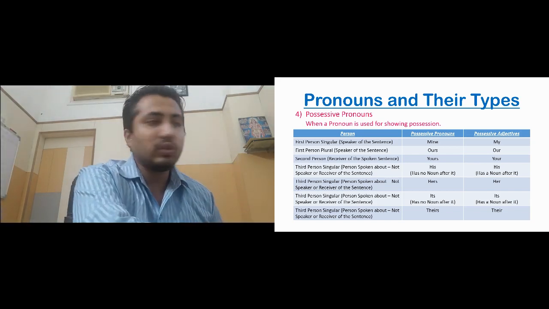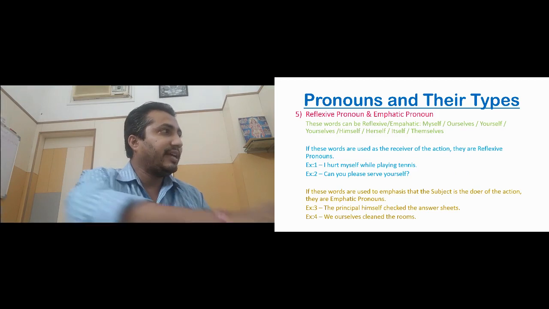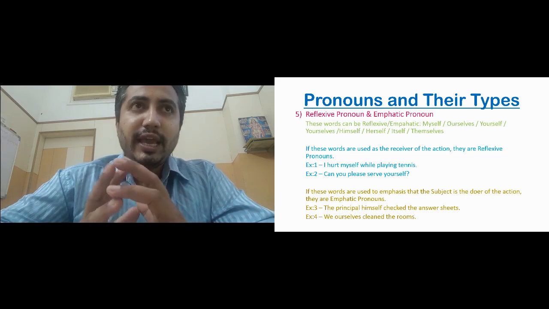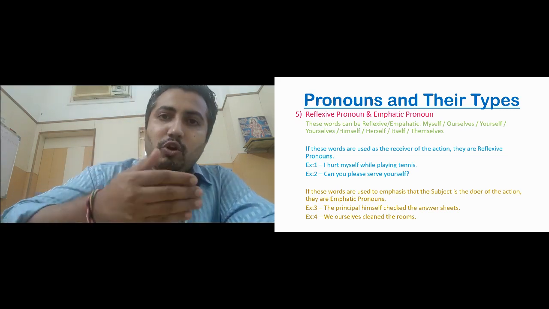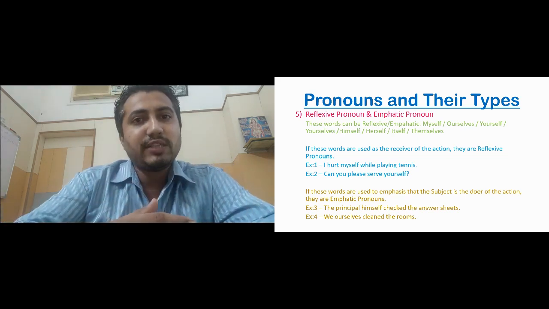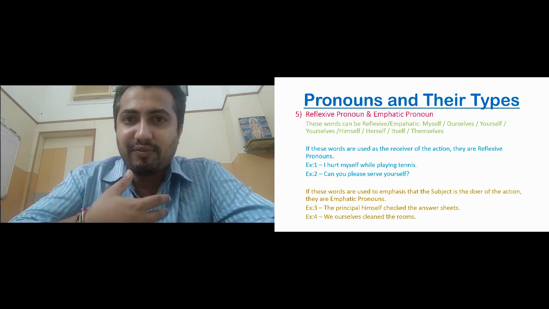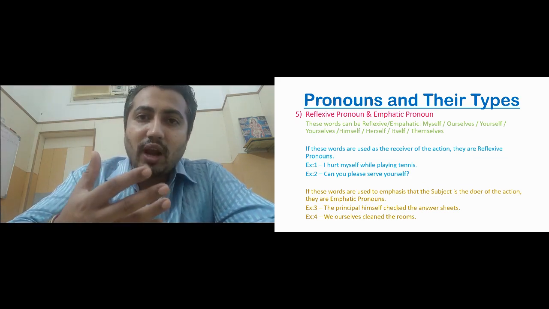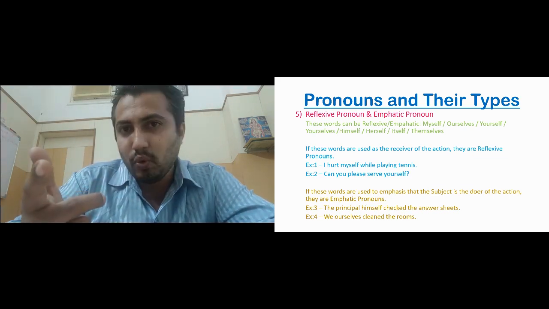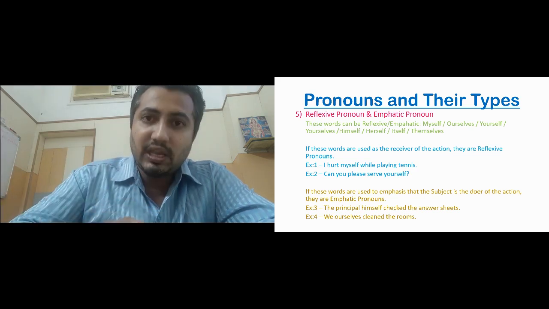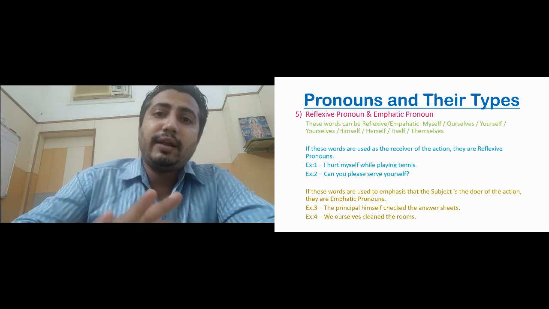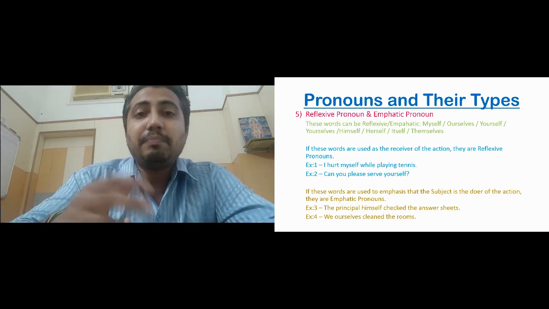Now let us go to the next type of pronoun, that is reflexive and emphatic pronoun. Let me try to explain you. Students, the pronoun which is followed by self or selves. Just say for example, for first person singular it is myself, and for first person plural ourselves. For second person, yourself for singular and yourselves for plural. For third person singular, himself, herself, itself, masculine, feminine, neuter respectively, and for third person plural themselves.